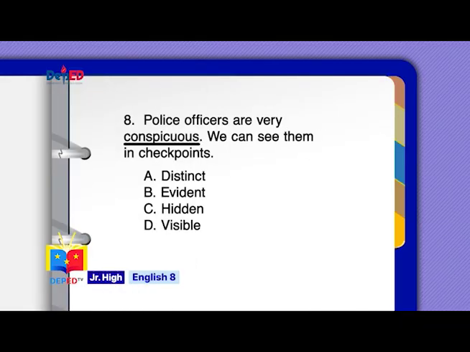Number 8. Police officers are very conspicuous. We can see them in checkpoints. The underlined word is conspicuous. And here are your choices. Letter A, distinct. Letter B, evident. Letter C, hidden. And letter D, visible.